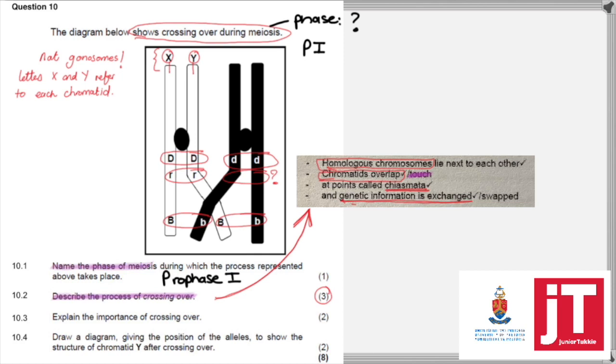So we've got homologous chromosomes where the chromatids of each overlap at the points called the chiasma. So that's what we have represented by this point over there. There's our chiasma. And then at that point, genetic information is exchanged. So we can expect that these two bivalent or homologous chromosomes are going to look a little bit different after the exchange of genetic material, which has taken place at the chiasma there. So there's our answer for our describe question.